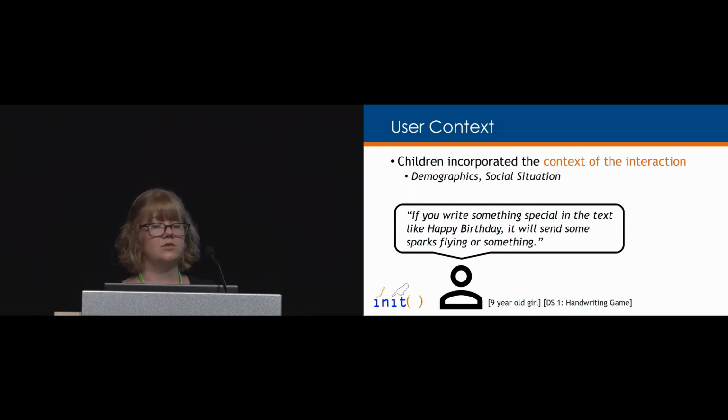We also saw that the children expected the system to understand the social context of the interaction. A 9-year-old girl from design session 1 said, if you write something special in the text, like happy birthday, it'll send some sparks flying or something. So really having the system understand the social context of happy birthday.